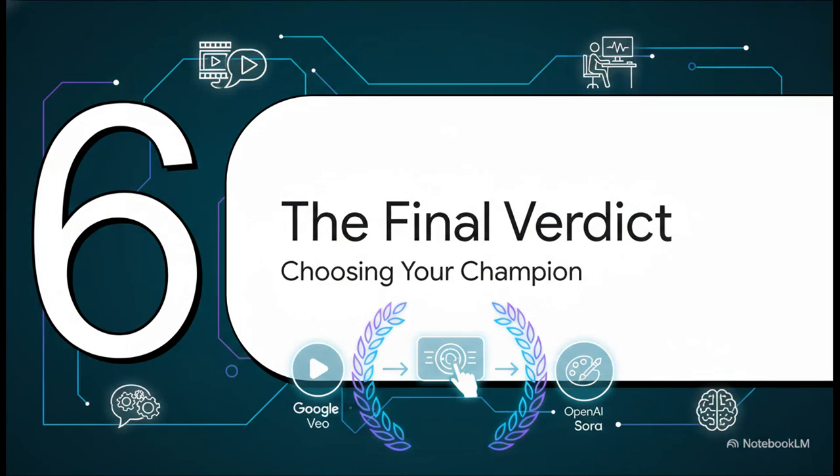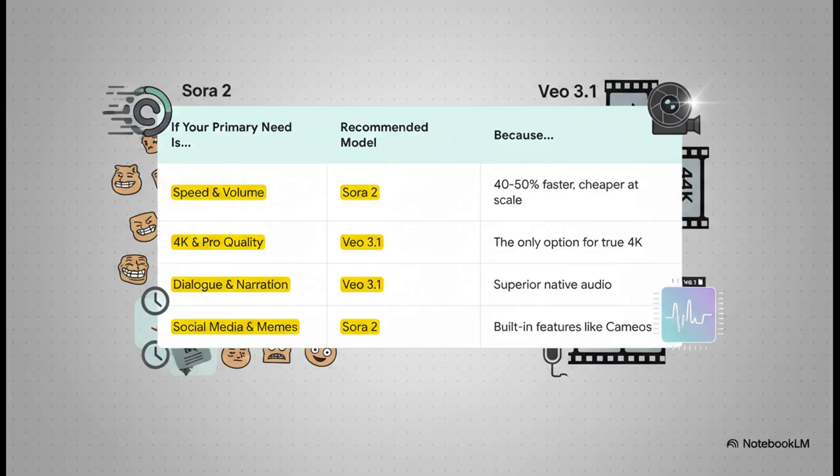Well, the real answer isn't about who destroyed whom, it's about which one of these models wins for your specific needs as a creator. This decision matrix really boils it all down. Look, if your world is social media, memes, and high-volume content where speed is absolutely everything, Sora 2 is your tool, no question. But for anyone who needs professional cinematic quality, true 4K resolution, and sophisticated audio with dialogue, Veo 3.1 is the undisputed champion.